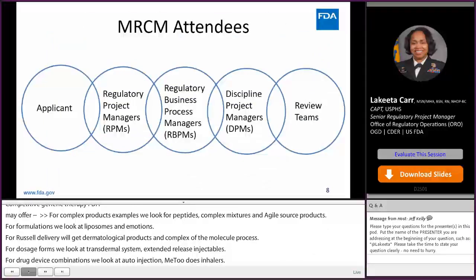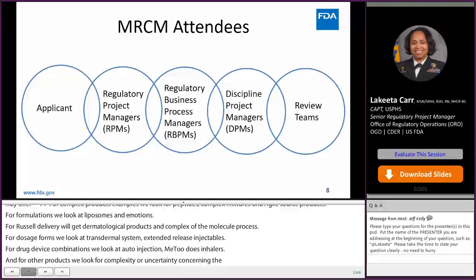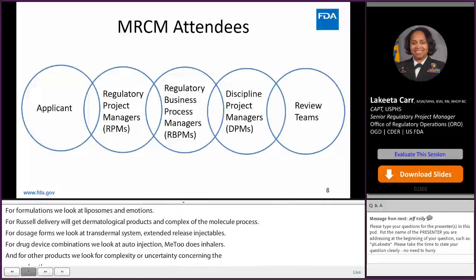The mid-review cycle meeting attendees include the applicant, regulatory project managers, regulatory business process managers, discipline project managers, and the review teams involved in the ANDA review.